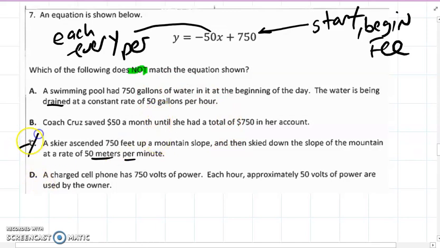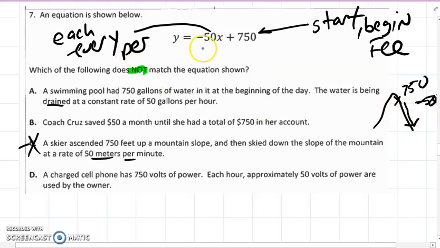C. C is true. A skier ascended 750 feet. So think here, he's at a mountain. He went up, and he's here now. And he's over here, 750 feet. What's he going to do now? This is where he's going to start. And now he's going to ski down. He's going to go down this way, and he's going to ski down 50 meters per minute. So that means if he's going down, that's a negative 50.